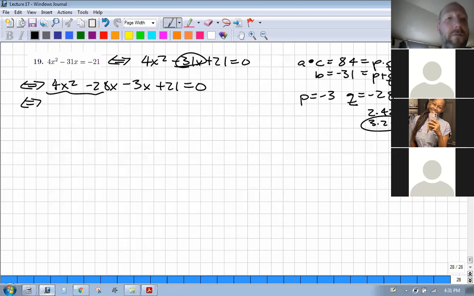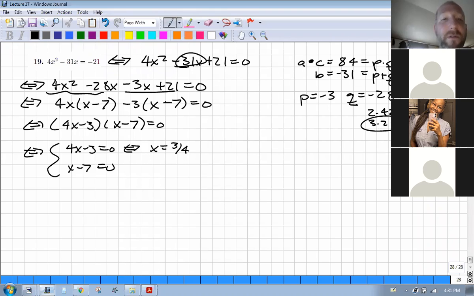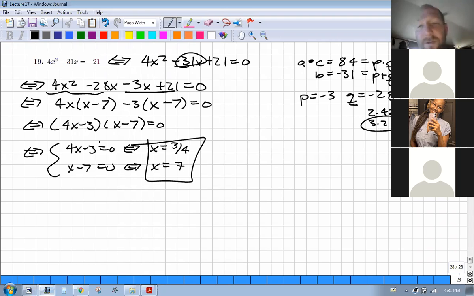So out of here, I'll pull out a 4x. I get an x minus 7. Out of here, I'll pull out a minus 3, and I get an x minus 7 again. So I have a 4x minus 3, times an x minus 7. So either 4x minus 3 is 0, or x minus 7 is 0. This says x is 3/4. This one says x is 7. And there's our two solutions for number 19.